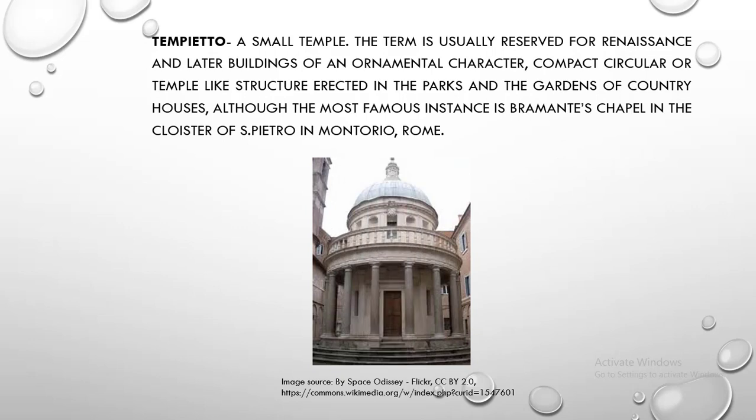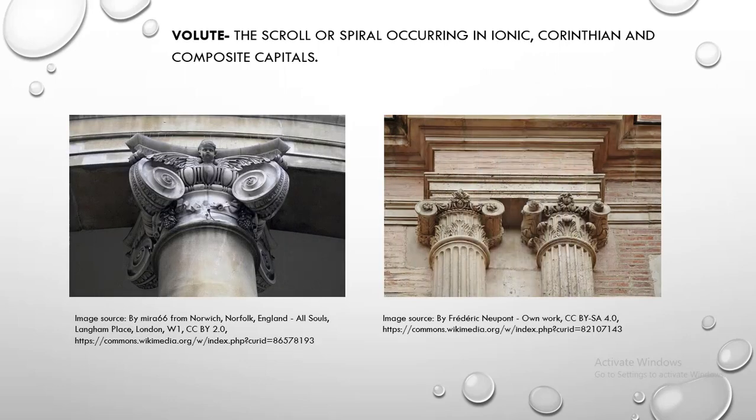Tempietto. Tempietto is a small temple. The term is usually reserved for Renaissance and later buildings of an ornamental character, compact circular or temple-like structure erected in the parks and the gardens of country houses, although the most famous instance is Bramante's chapel in the cloister of St. Pietro in Montorio, Rome. Volute. Volute is the scroll or spiral occurring in Ionic, Corinthian, and composite capitals.